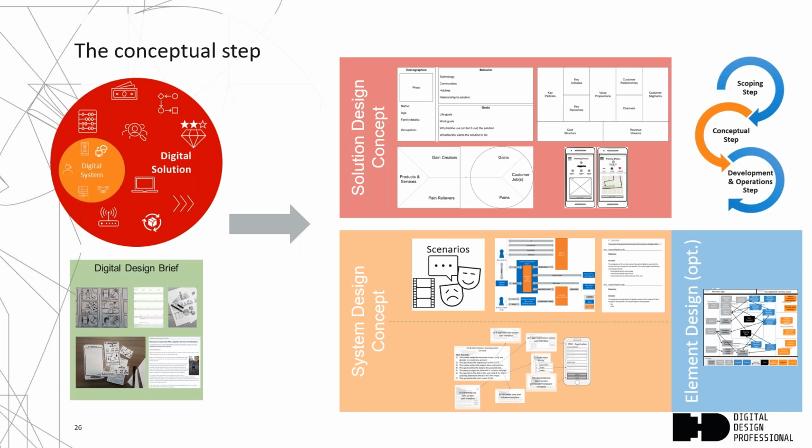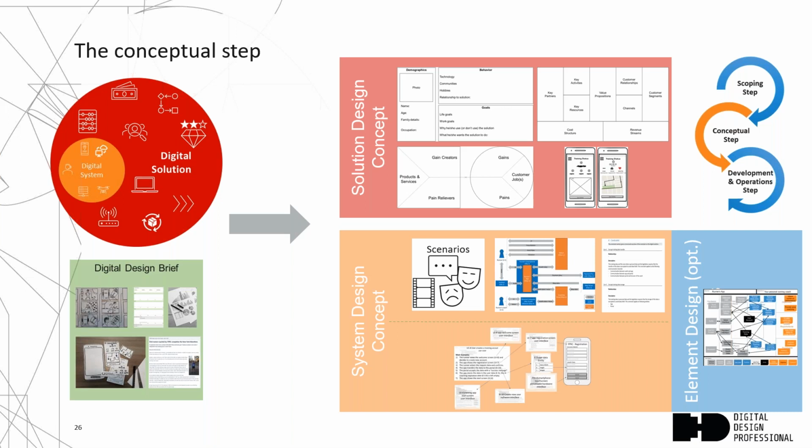When you again look from a conceptual perspective in more detail, you see that the solution design concept contains certain canvas techniques like the persona, like the business model canvas or the value proposition canvas. You can also again use simple prototypes to illustrate what your solution is about. And when you go into details of the system concept, you see some more technical figures, a kind of component diagram that describes the context, the various functions and data flows of your system. Of course, detailed specifications of scenarios. And if it's necessary, you can also go into the details of particular elements.